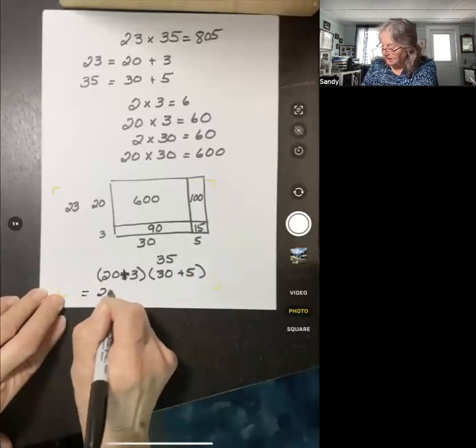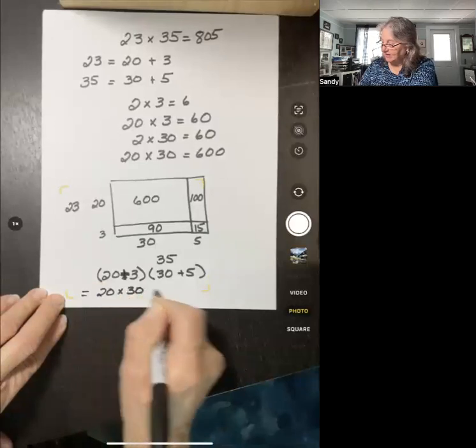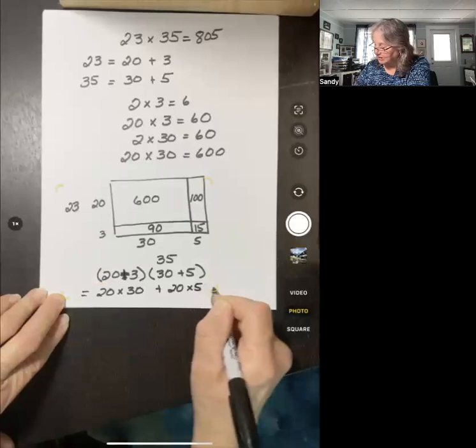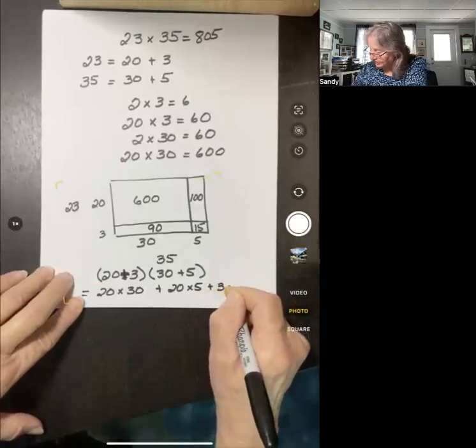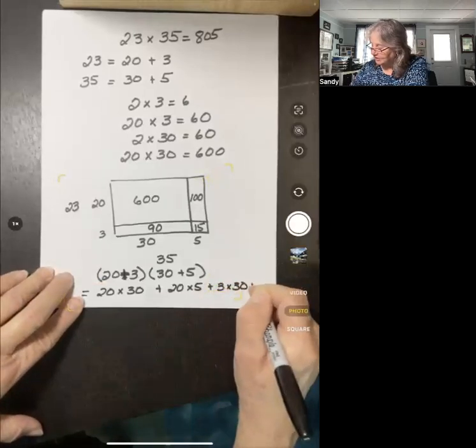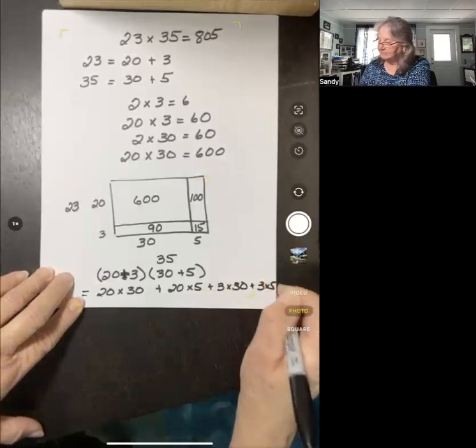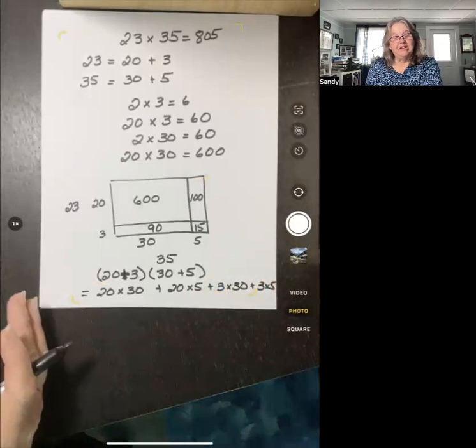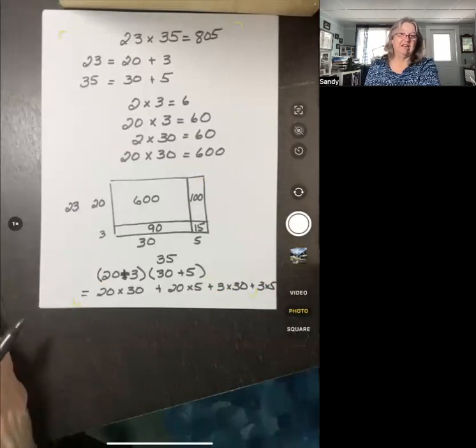I have a 20 by 30 put together with a 20 by 5, put together with a 3 by 30, put together with a 3 by 5. So there's an area model, double-digit multiplication.